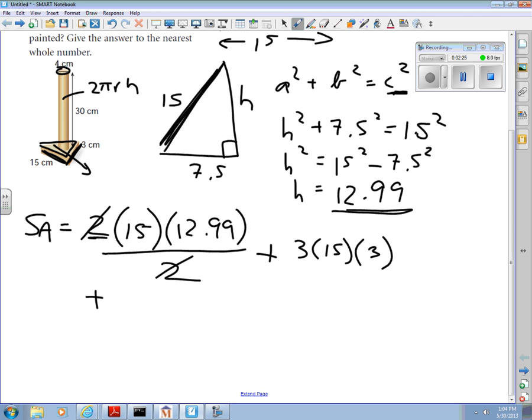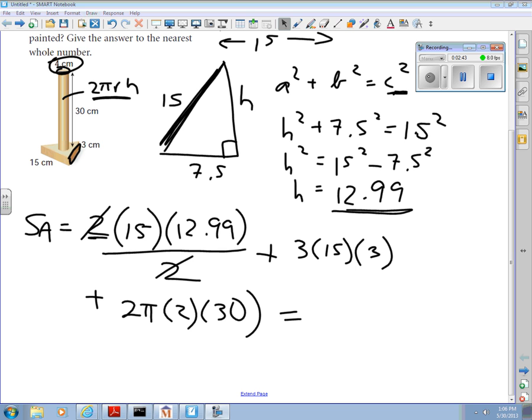Plus, I need the 2 pi RH part of the cylinder. That's 2 times pi. Radius is half of 4. And the height is 30. Punch buttons, and that should give us our answer.